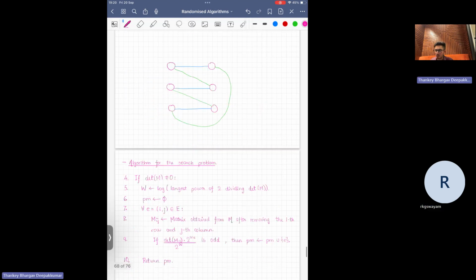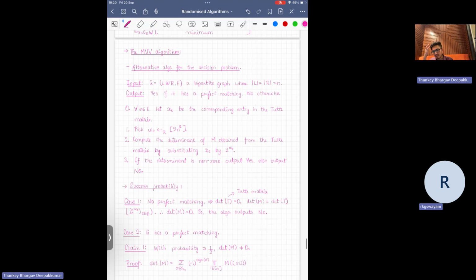So now let's look at this. Suppose instead of just one processor, I had many processors. Let's say I had as many processors as there are edges in the graph.